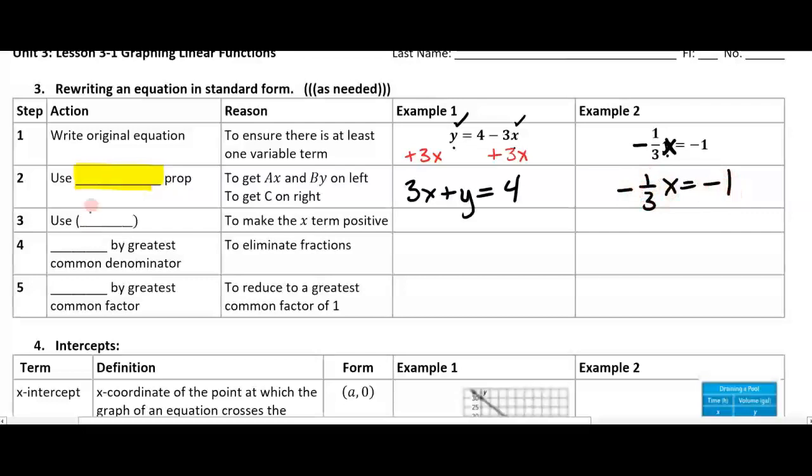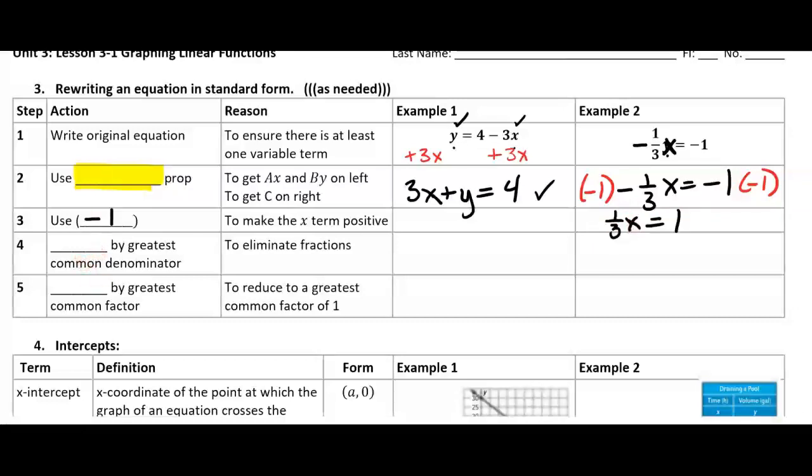Then I'm going to use the negative 1 property, if needed, to make my x term positive. In the first example, my x term, my a, is already positive, so I don't need to do anything new there. But in this case, my x term is negative. A is negative 1/3. So I'm going to use that negative 1 property, multiplying both sides by negative 1, so that now negative 1 times negative 1/3 is 1/3 x. Negative 1 times negative 1 equals 1. So now my x is positive. That's what's important there.